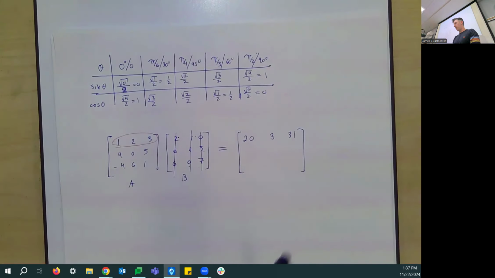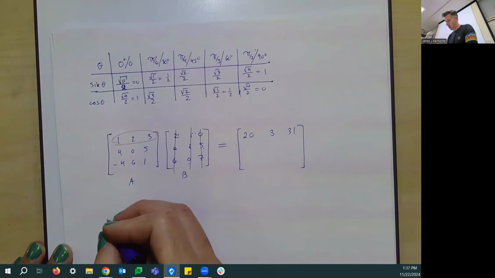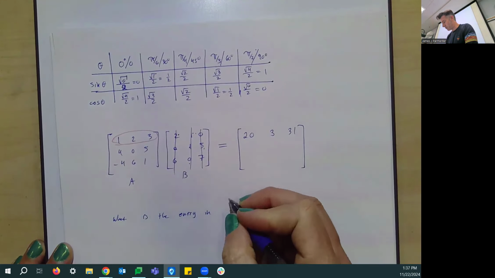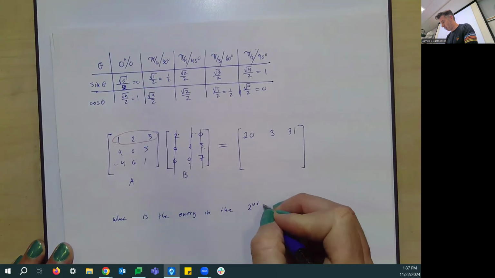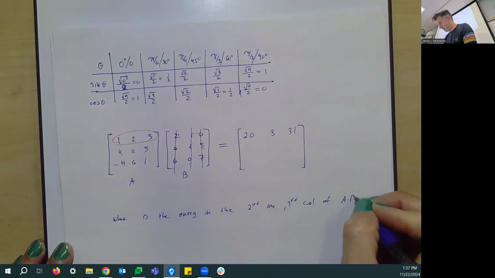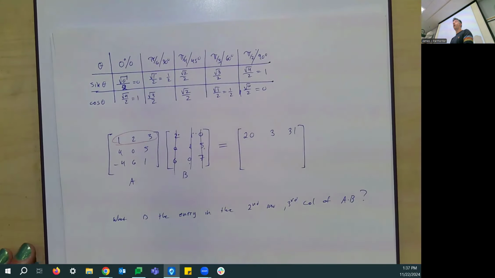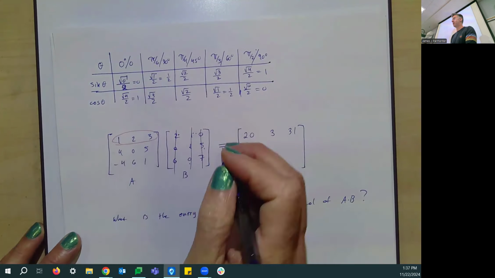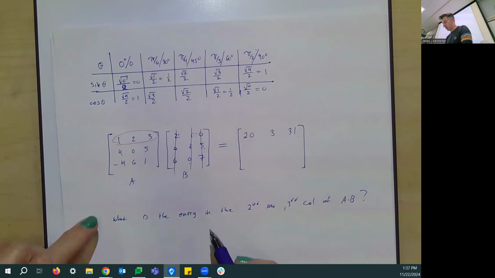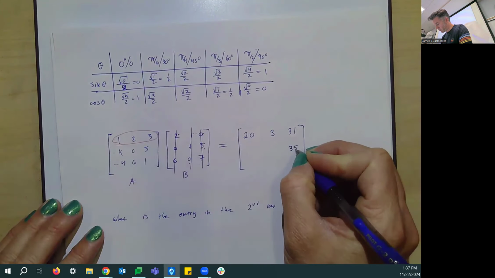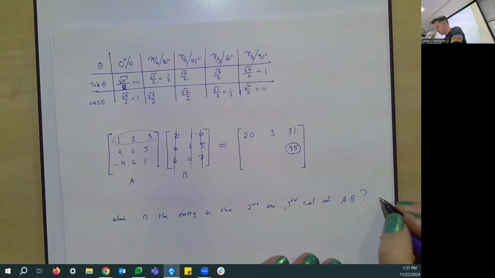So if someone asked you, what is the entry in the second row, third column of the product of A and B, they don't want you to multiply out the whole matrix. They want you to know that if you take specifically the dot product of the second row of A with the third column of B, you will get the thing you're looking for. So that's going to be 4 times 0 plus 0 times 5 plus 5 times 7. That would be the answer to that question specifically.